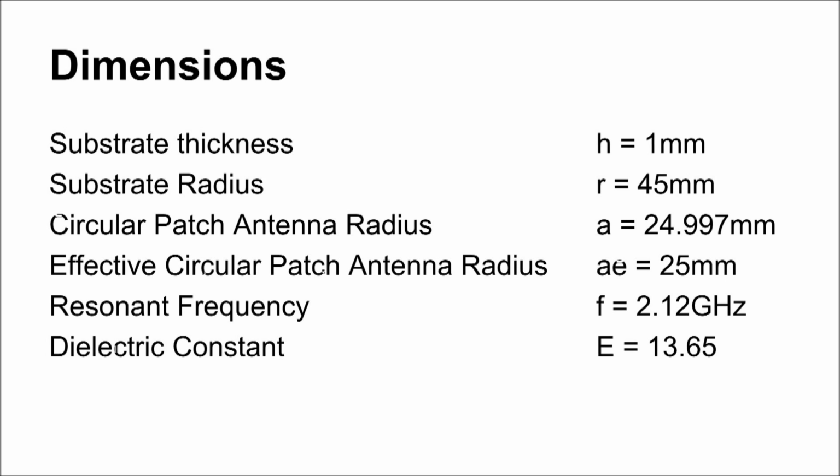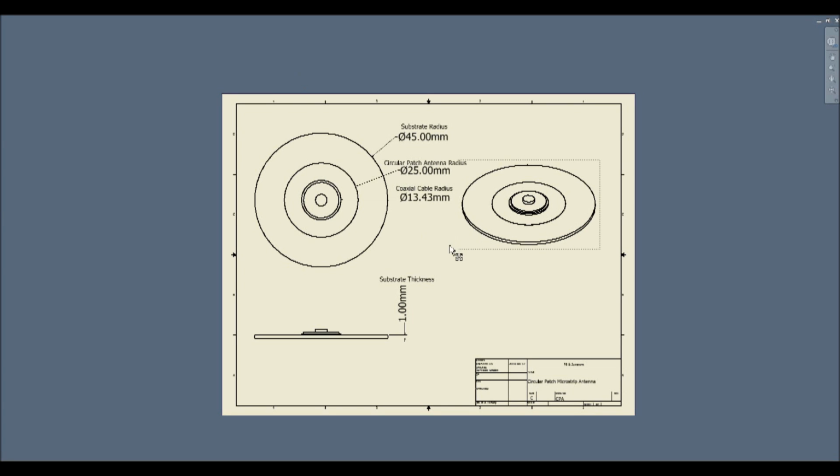And so our resonant frequency, earlier I said it was 2, but we actually used 2.12 gigahertz. And finally our dielectric constant we used as 13.65, and that really allowed our graph to have no overshoot and to be an ideal antenna signal jammer. So here's the page with all of our dimensions and equations.